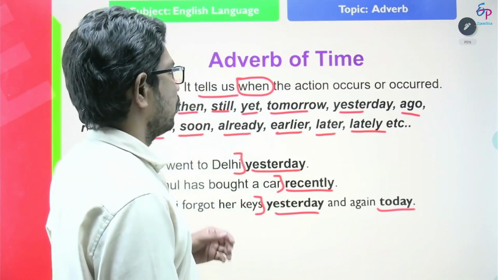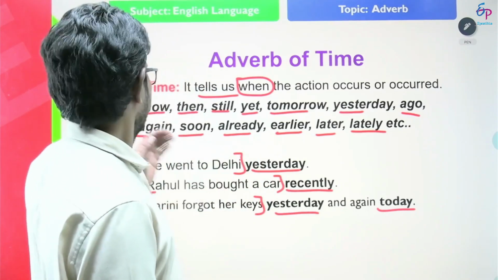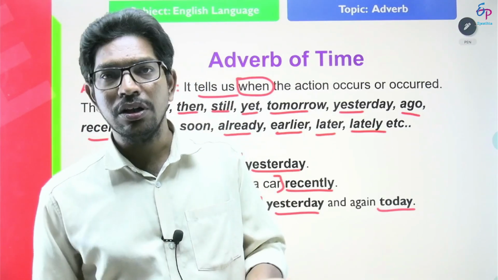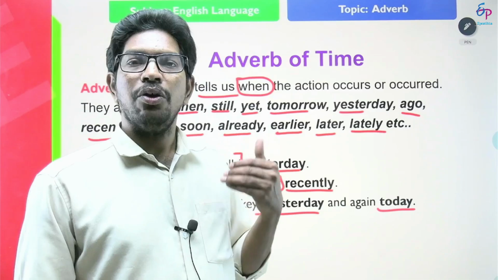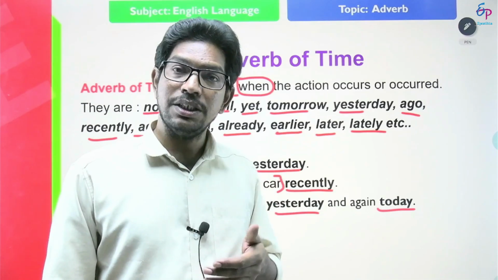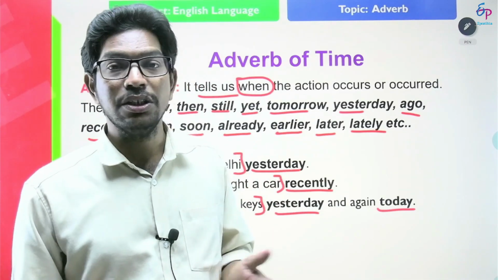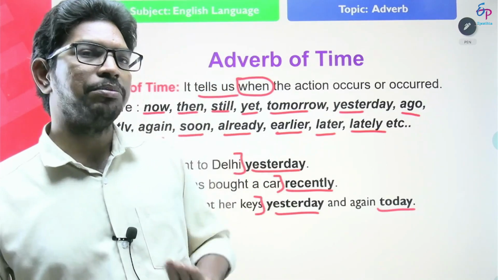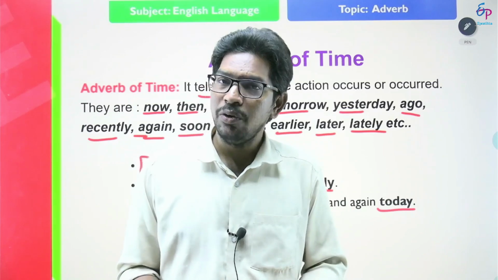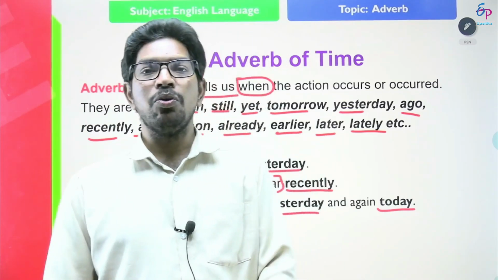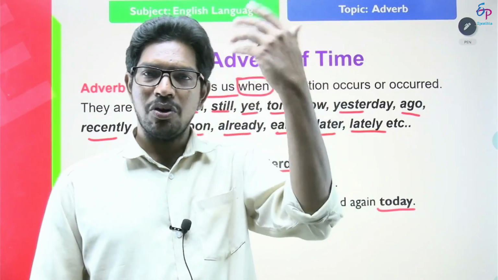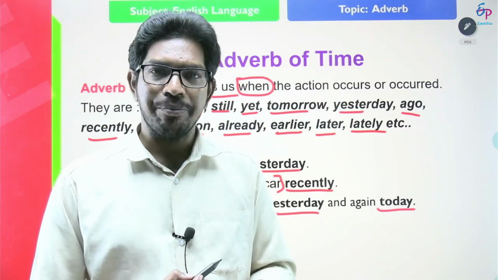So what are the adverbs of time? They are now, then, tomorrow, yesterday, last week, last year, in the morning, at 4 o'clock. They tell us when the action occurs or occurred. For example, I will come. If I say I will come, when will I come? I have to indicate time there. I will come tomorrow, I will come day after tomorrow, I will come next year. The words tomorrow, day after tomorrow, next year are called adverbs of time.